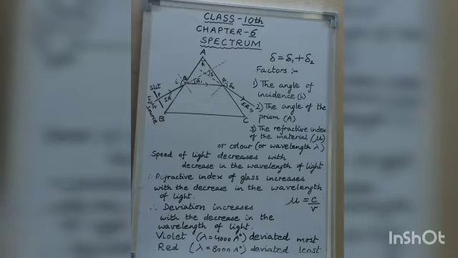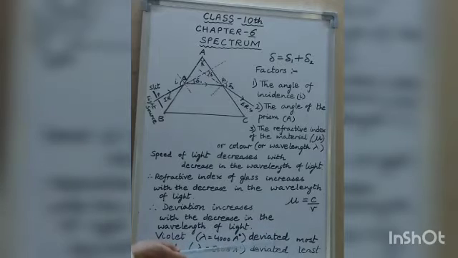And children, you know among visible light, violet has a minimum wavelength which is 4000 angstrom. So it is deviated the most. And the red light has the maximum wavelength of visible light, 8000 angstrom. So it is deviated the least. Okay, children. So which color of light is deviated the most? Violet color. And which color of light is deviated the least? Red color, because the speed of light of violet is least and speed of light of red color is the most.